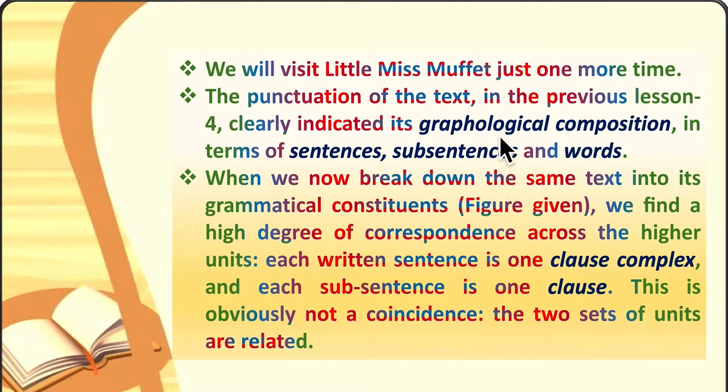Anyway, this is just an introduction and just for the sake of information. This is not to memorize. This is just to start our discussion. This is just to let you know how graphological composition is divided in terms of sentences, sub-sentences, and words, and how we have one big clause complex. Within clause complex we have clauses, and both are interlinked and interconnected. So this is just for the sake of information. Don't memorize this, please. Okay, we move on to the next.